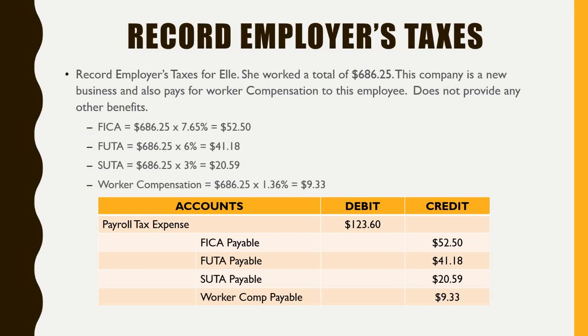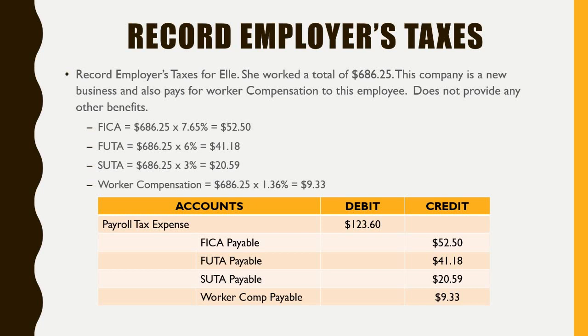You have FUTA, which is at 6%, so it's going to be based on gross earnings. So $686.25 times 6% is going to give you $41.18. And of course, SUTA is going to be 3%. So you're going to take your gross earnings, multiply by 3%, and it's going to get you $20.59.